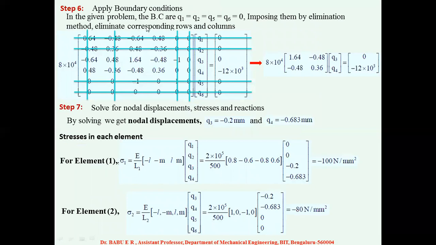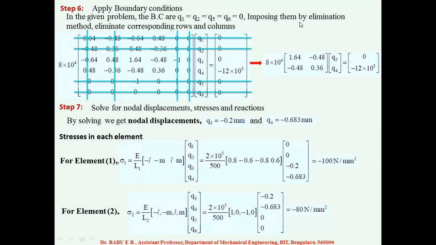In the given problem, the boundary conditions are that node 1 as well as node 3 are fixed. So the displacement at node 1, that is Q1, Q2, both x and y displacement, is 0. Similarly at node 3, the x displacement Q5 and y displacement Q6 equal 0. These are the known boundary conditions. So node 1 and node 3 are fixed, and the corresponding displacements Q1, Q2, Q5, Q6 equal 0.